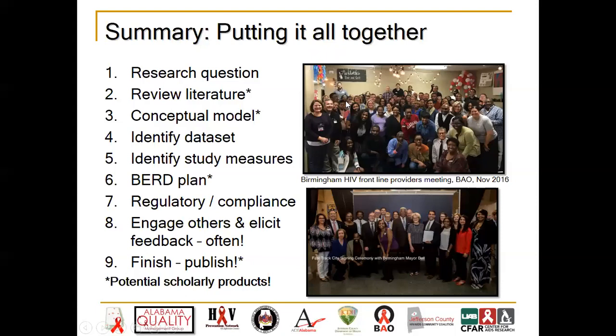And so just putting it all together, I think these are the 9 steps I talked about, at least these 3. I didn't talk about the BIRD plan, but we've worked with folks where actually your analysis plan or your study design can become publishable. If you're doing something novel or different, even if it's applying a novel method to your population, we've published papers about different study designs or analytic plans. So lots of opportunity for scholarship.